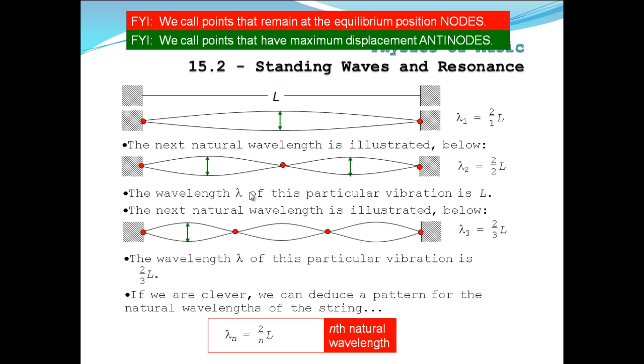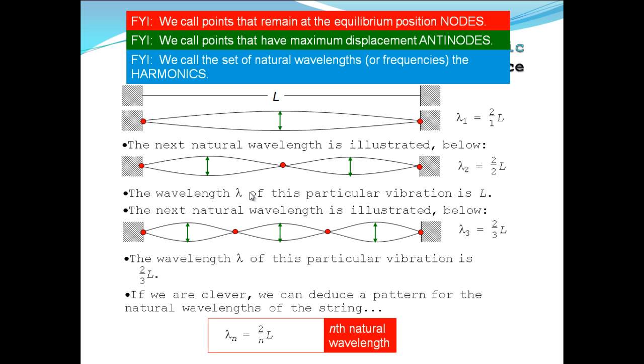Antinode. And three more here for you. We call the set of natural wavelengths or frequencies the harmonics. So this is the first harmonic, second harmonic, third harmonic, and so forth.